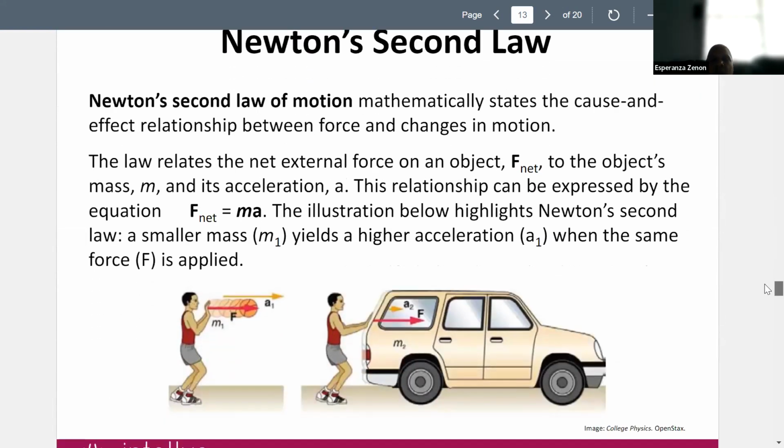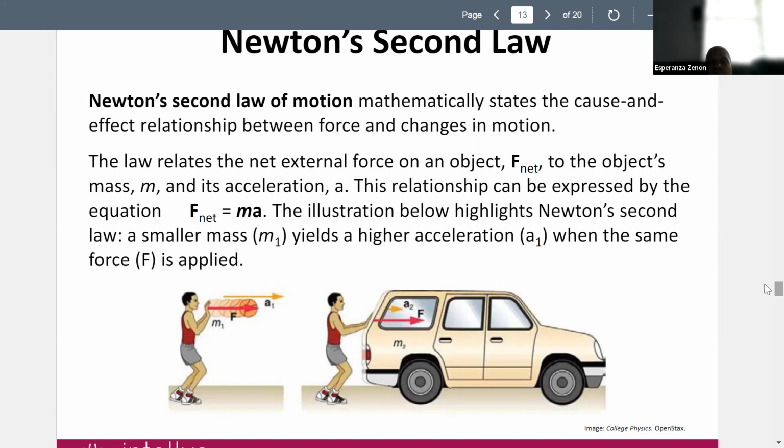Okay. Newton's second law. So Newton's second law of motion says, it is a mathematical way of looking at the cause and effect relationship between force and changes in motion, between force and acceleration. Okay. So Newton's first law says, hey, if you don't have an unbalanced force, no changes in motion. Newton's second law says, hey, I have an unbalanced force. How much of a change will I get?